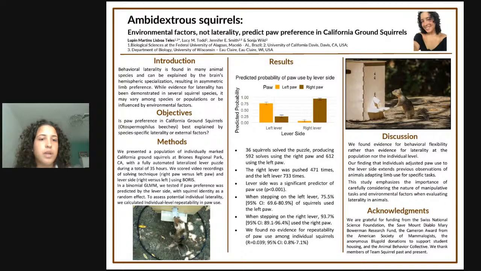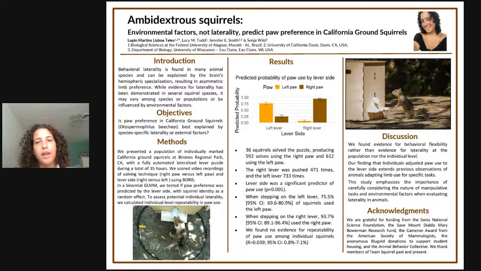We also used a binomial generalized linear mixed model to test if the paw preference was predicted by the lever side, with the squirrel identity as a random effect. In other words, the identity would not affect the choices. And to assess this potential individual laterality, we also calculated the individual level of repeatability in paw use, if they used one paw more than the other.